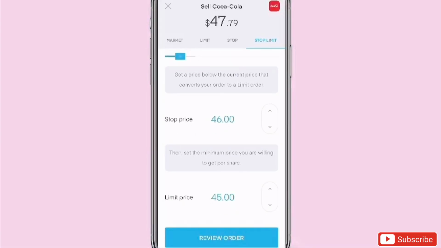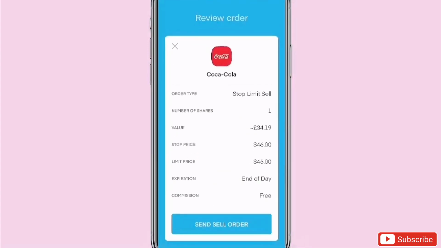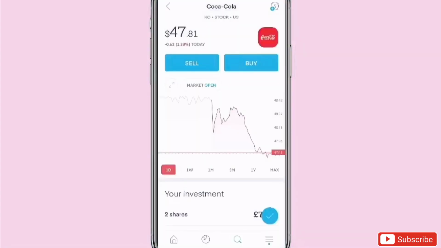So let's say that you bought this at 40 and you wanted to secure some profits, you could do this. So it's a great way of just making sure that if anything does happen, there's a crash or something happens to this stock, that you are going to try and secure some of these profits.